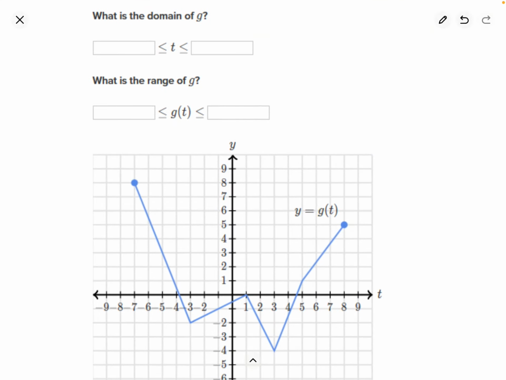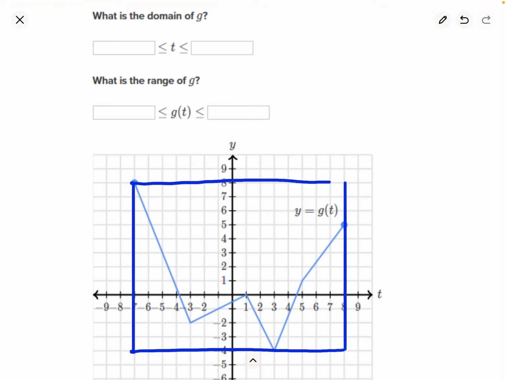Okay, here's another function. We got a graph of another function. We're just going to put it in the smallest rectangle that we can and close it. So this will be one side. This will be the second side. This will be the third side. And this will be the fourth side.